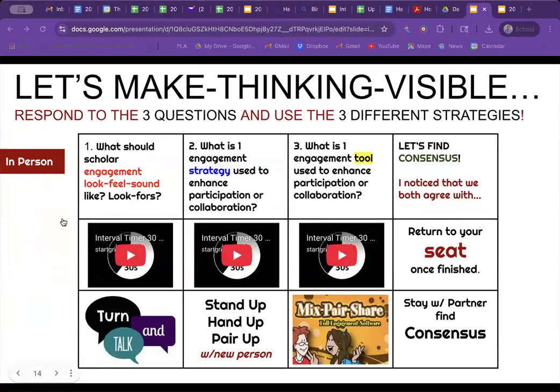You will be asked to share your thoughts about the following 3 questions. Number 1, what should scholar engagement look, feel, sound like? What are some of the look-fors? You'll have 10 seconds of individual think time and then 30 seconds to turn and talk with the person closest to you. So get ready to think and then talk first if you have the most pets at home.